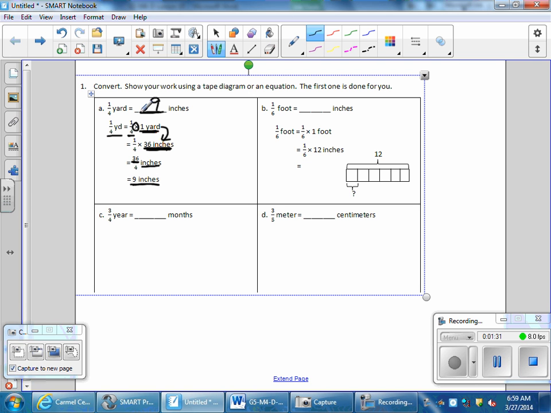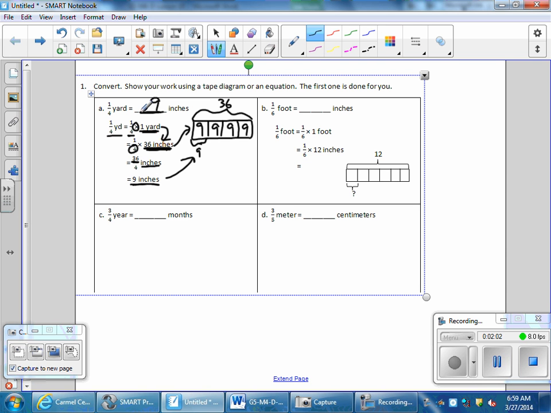If you were doing a tape diagram, you would take it from the converted piece. 36 inches is what you are looking at. You're breaking that up into 4 pieces. 36 divided by 4 is 9. Each unit is 9 inches. 1/4 of that, or 1/4, is 9.